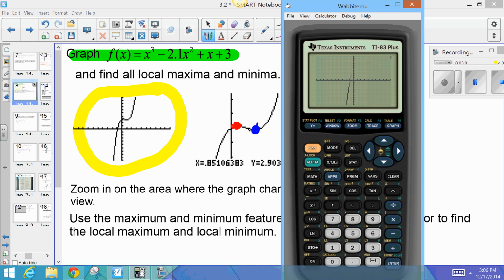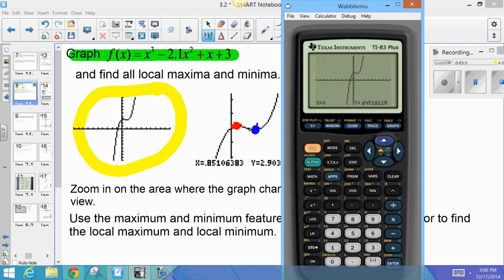Take a look at it. And that's the graph that you see on the left that I circled in yellow. And then I said, well, let me zoom in on it. I'm going to hit zoom, choice 2, zoom in. And then I want the cursor to be where I want to zoom in. So right now the cursor is at the origin.